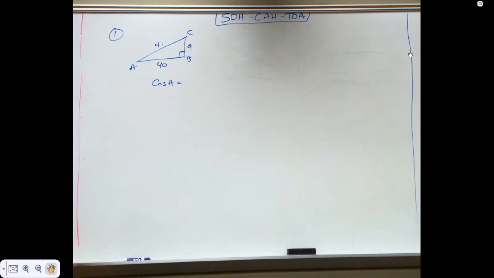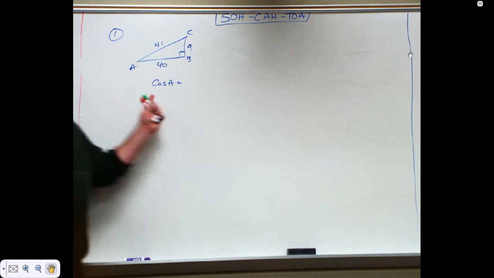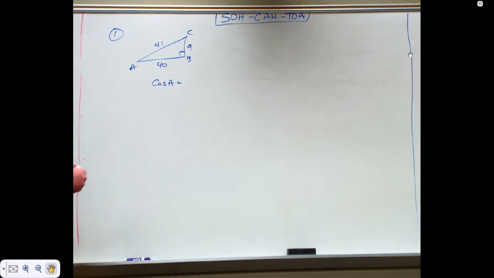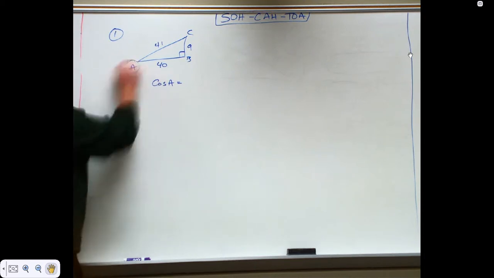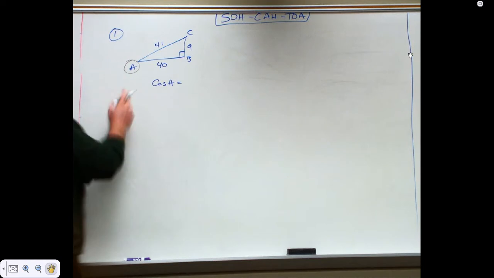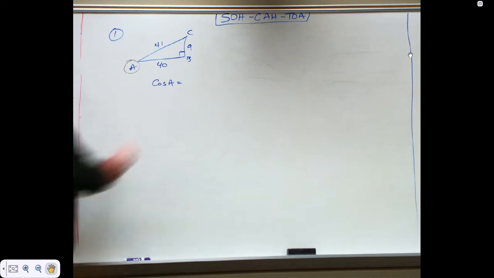Abbreviate that. Okay, cosine is adjacent over hypotenuse, but it's always with respect to the angle we're talking about. So in this case, what angle are we talking about? Cosine of A. With respect to A, what is the side adjacent to A, beside it?